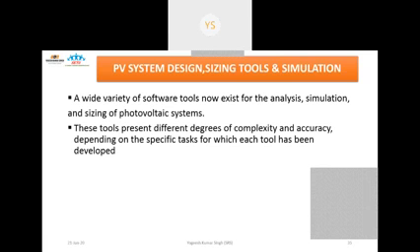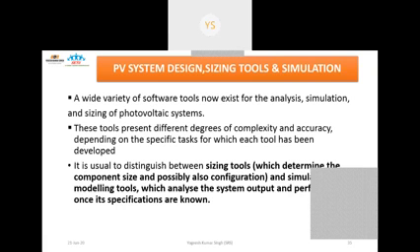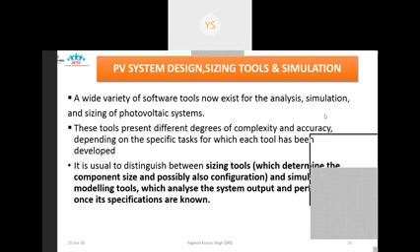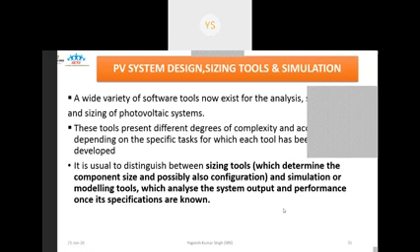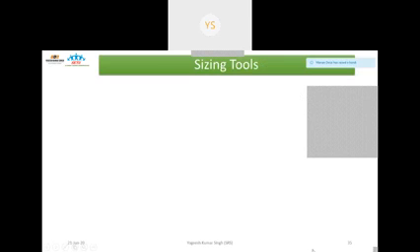Suppose you want to design a power plant, and you are using different types of modules and different inverter combinations. With the help of that, you can design your solar power plant. Another thing is sizing tools, which determine the component sizing and possible configurations. Also, you can do modeling and analysis of the system, and the performance and other behavior, with the help of simulation software. In the next slide, we will see the different types of software.